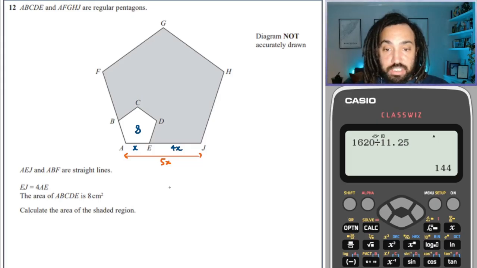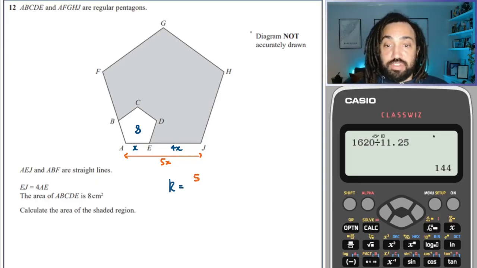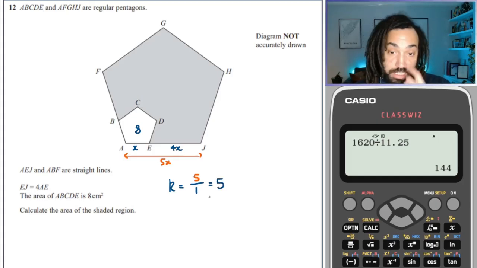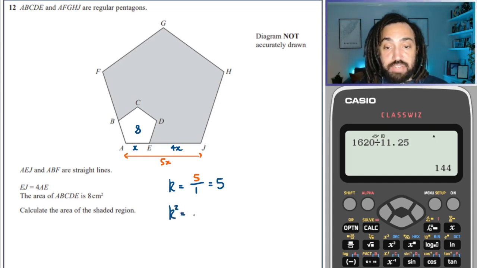So in the first instance we know the scale factor of the big one to the small one. Well, the big one has a side length of 5x and the smaller one has a side length of 1x, which means that the scale factor is 5. So the linear scale factor is 5. Now if we want to find the area scale factor, we have to square the linear scale factor. So it's 25 times larger.